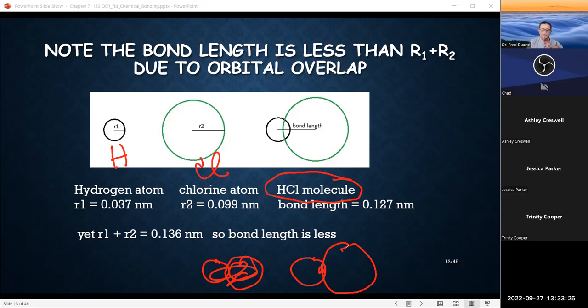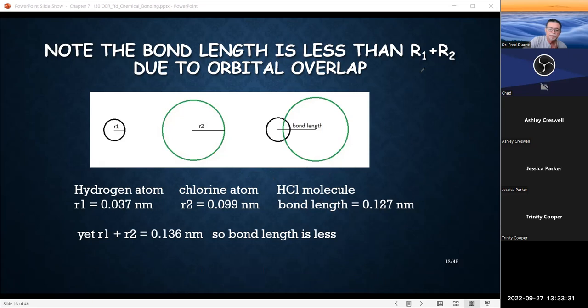Well, in reality, that wasn't the case. Let me explain a little bit more. We have the hydrogen atom with its particular radius. Nm is nanometers. That's very tiny, 10 to the negative 9 meters. I'm sure you've heard of the term nanobots. We're down to the atomic scale. And then we have the radius of the chlorine. We would anticipate that when they came together, it would simply be the sum of their individual radius, which is 0.136 nanometers.